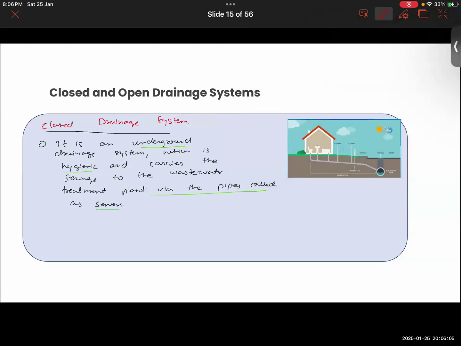Later on, we'll be discussing this wastewater treatment plant in detail. As of now, just understand that this wastewater treatment plant is basically a place where the impurities from the sewage are removed, and then the water that we get after removal of impurities is discharged into the water bodies. Getting it, Razan?